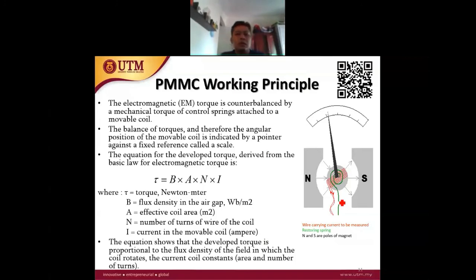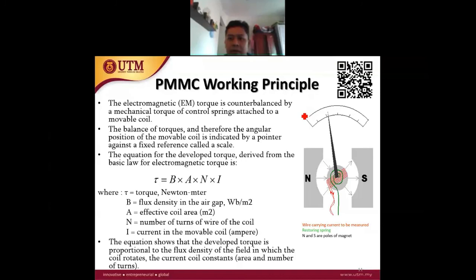Okay, so the PMMC working principle here: the electromagnetic torque is counterbalanced by the mechanical torque produced by the spring. Like I explained, the balance of the torque, and therefore the angular position, is indicated by the pointer against the fixed reference called a scale. So we have a scale. Here our scale is pre-calibrated. We pre-calibrate the value depending on the scale that we want it to show.